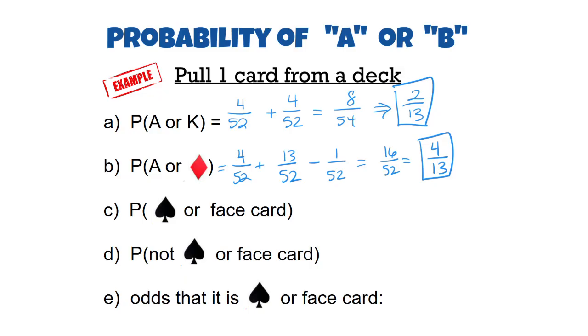Okay, now the next ones are new ones. I had already talked about those on the previous slide. Let's try this next one. Probability of getting a spade or a face card. Okay, probability of a spade is 13 out of 52.